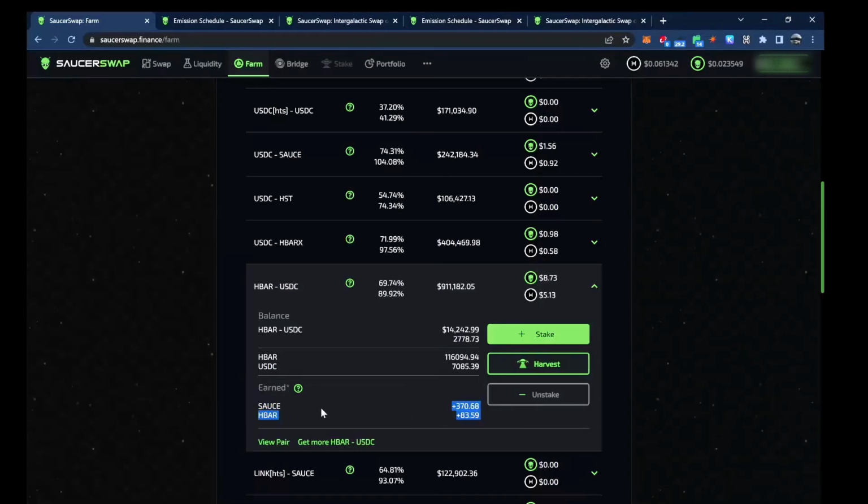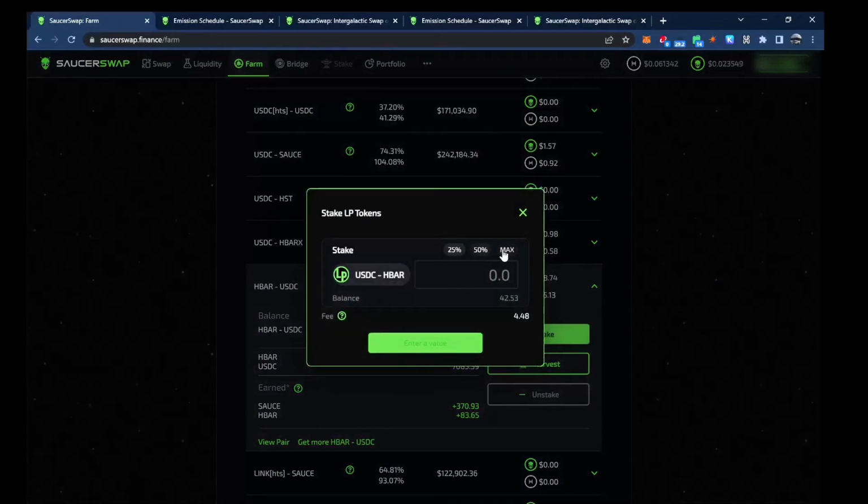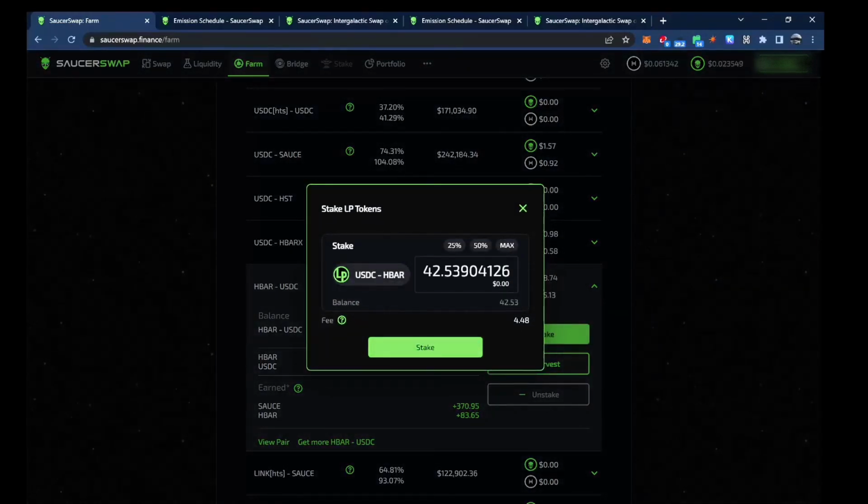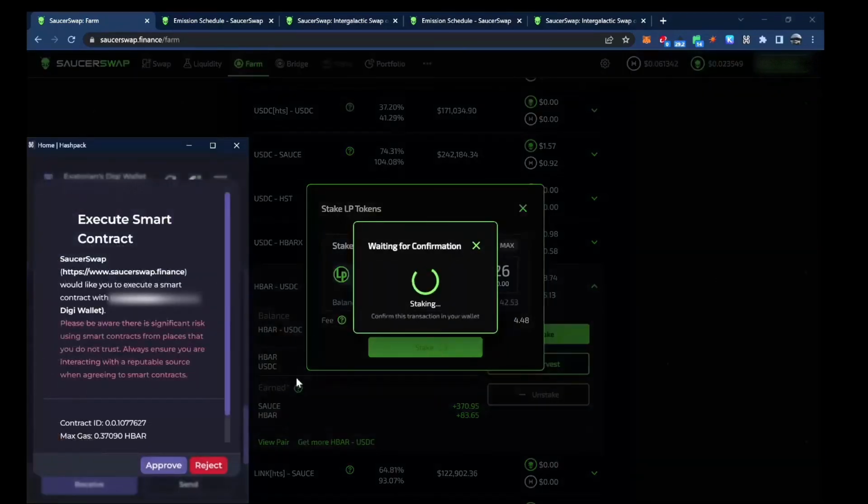This is the amount of HBAR and the amount of USDC I've put into the pool, and that's the total value I've got in the pool, which over time, because the market's dropped, has dropped, but that's just how it goes. But also my HBAR has actually risen slightly. Anyway, stake it, hit max, deposit all that, stake, approve.